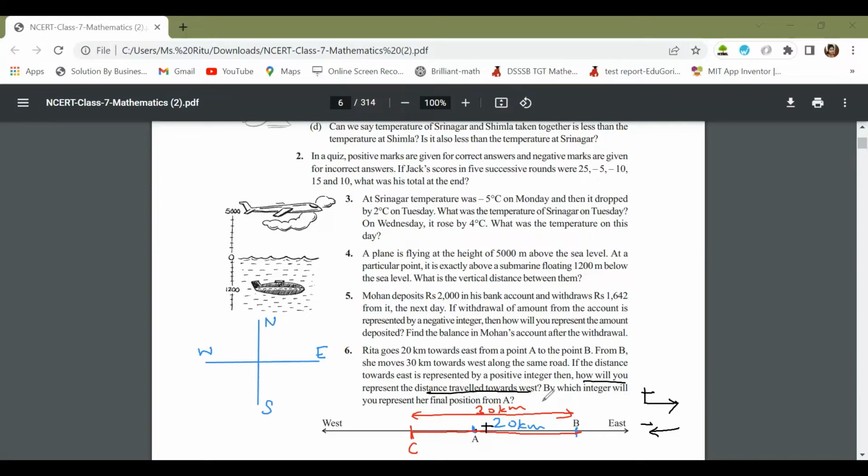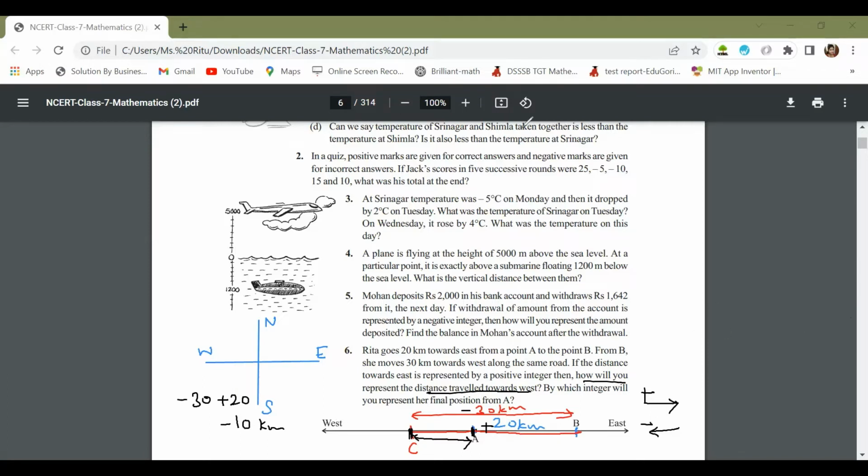Now the next part they are asking is, by which integer will you represent her final position from A? Means 30 went that way so it's -30, right. So now we actually have to find this. So how you will find out -30 and +20, this would be -10. So by which integer will you represent her final position from A? Final position from A is this. So how much did this come? -10. So this would be -10 kilometers. Okay. Basically 10 kilometers it is, and we are representing it with negative sign because it's moving towards west.